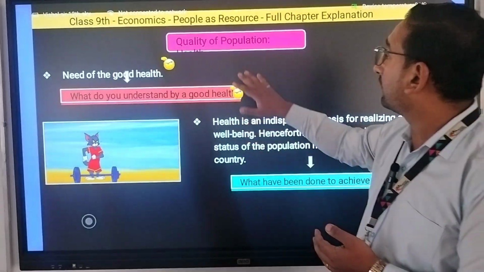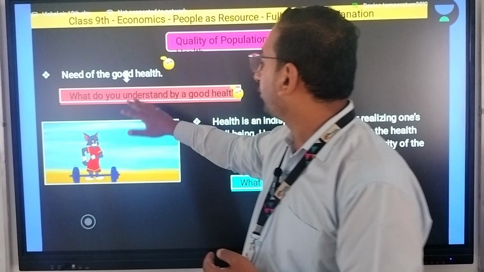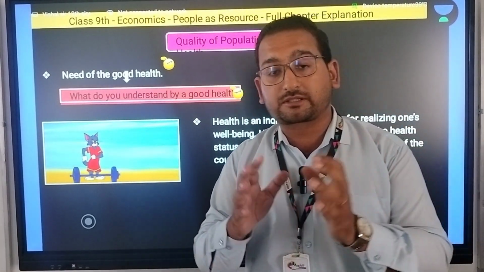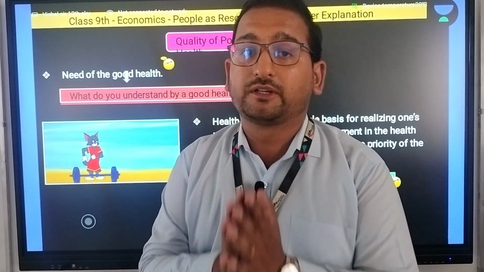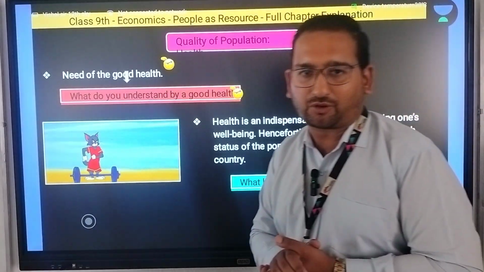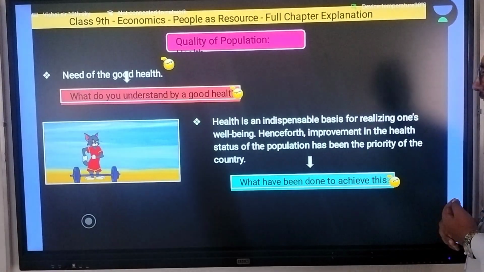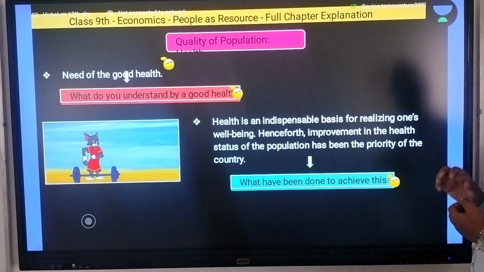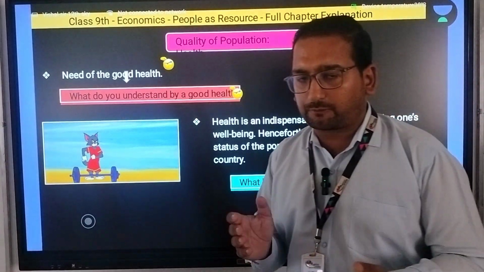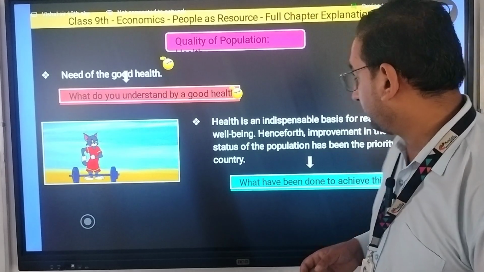Next is quality of population, that is health. How do we improve our health, the need of good health. Obviously, the population will become good only if they have good health. If health is not good, then the quality will not be good. As you know very well, health is an indispensable basis for realizing one's well-being. Hence, improvement in the health status of the population has been the priority of our country. Yes, obviously not only for our country, for our family as well. Our health should be good.